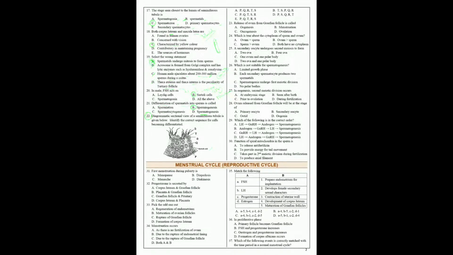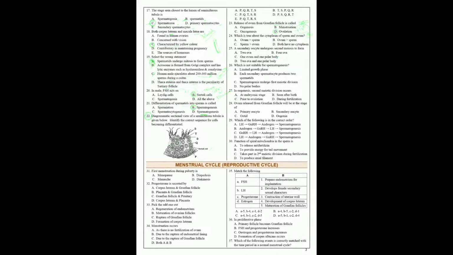Okay. Now, the release of ovum from Graafian follicle is called ovulation. All right. And this takes place on the 14th day of the menstrual cycle, approximately the 14th day. It's not exactly the 14th day; it is for one who is having a 28-day menstrual cycle. If it is more or less, then this number will vary.